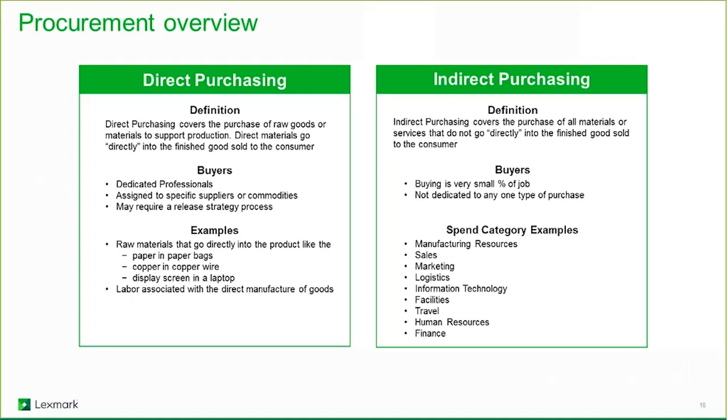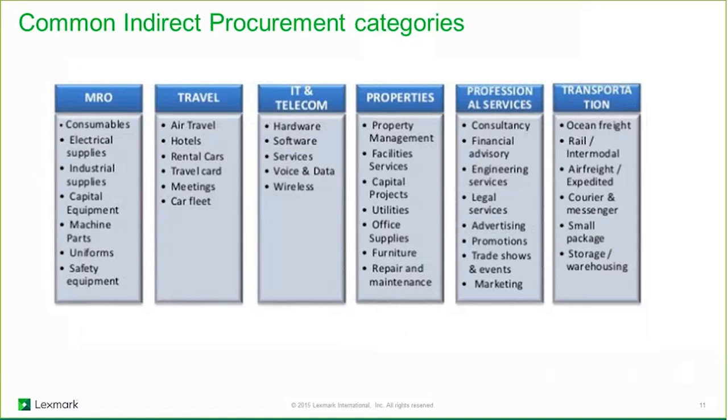Can you give us some additional examples for indirect purchasing, which is, as you mentioned already, the part that our solution addresses? Yeah, absolutely. Here you see some typical examples. The first one, MRO, which is maintenance, repair, and operations. This concerns consumables, electric supplies, capital equipment, uniforms, safety equipment. And then we have travel, IT and telecom expenses, property, professional services, transportation.